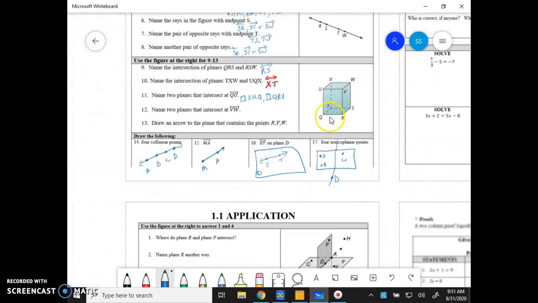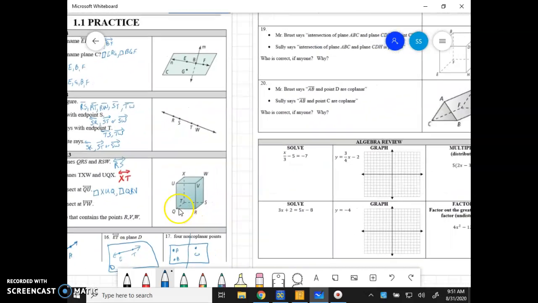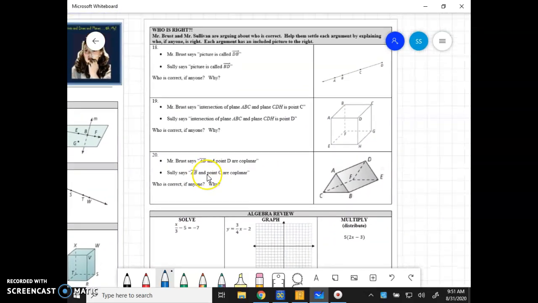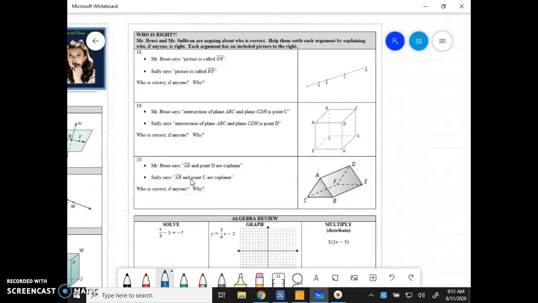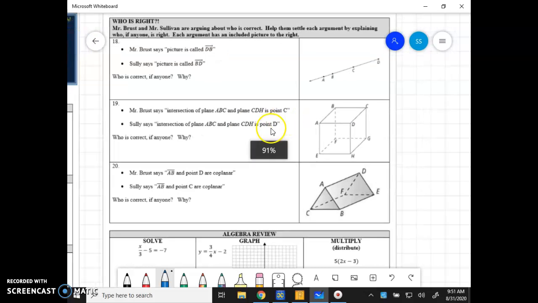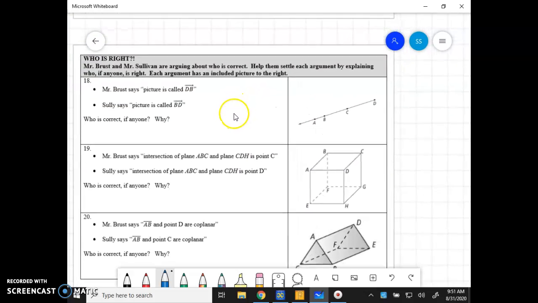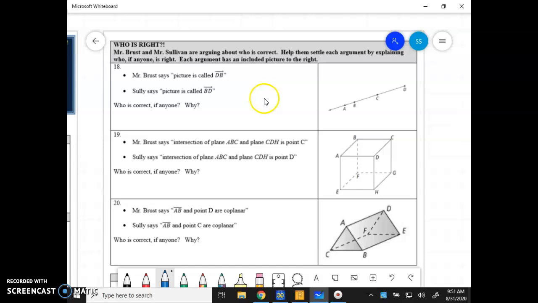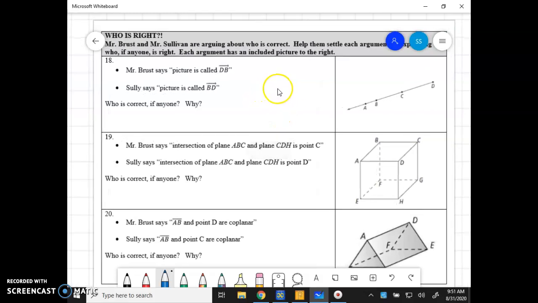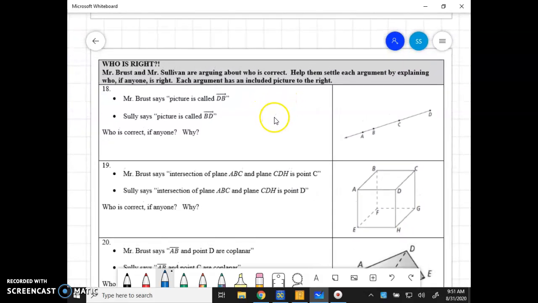I probably gave you more than I should have as far as the practice problems. There's a few more. We might as well just go through these just because it's the first unit. So let's see, this section is who is right. Mr. Brust and Mr. Sullivan are arguing about who is correct. Help them settle each argument by explaining who, if anyone, is right.